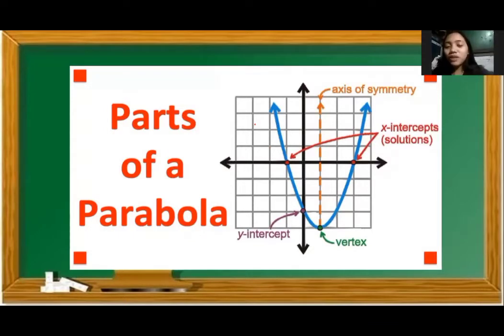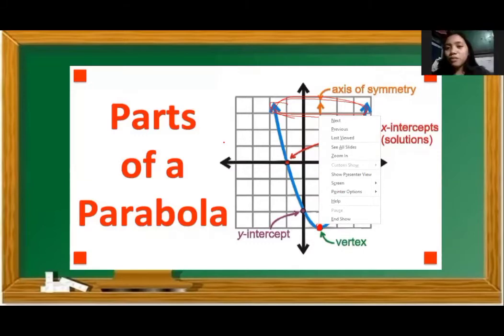So dito tayo sa parts of a parabola. We have here the Cartesian plane. So yung vertex, yun yung pinakababa, yung pinakababang pinag-intersecan ng linya. So yung axis of symmetry naman, siya yung nasa gitna ng vertex. Wherein yung opening of parabola, yun yung end ng arrow. Ayan, yung end ng arrow, yung opening of parabola. Next na po.